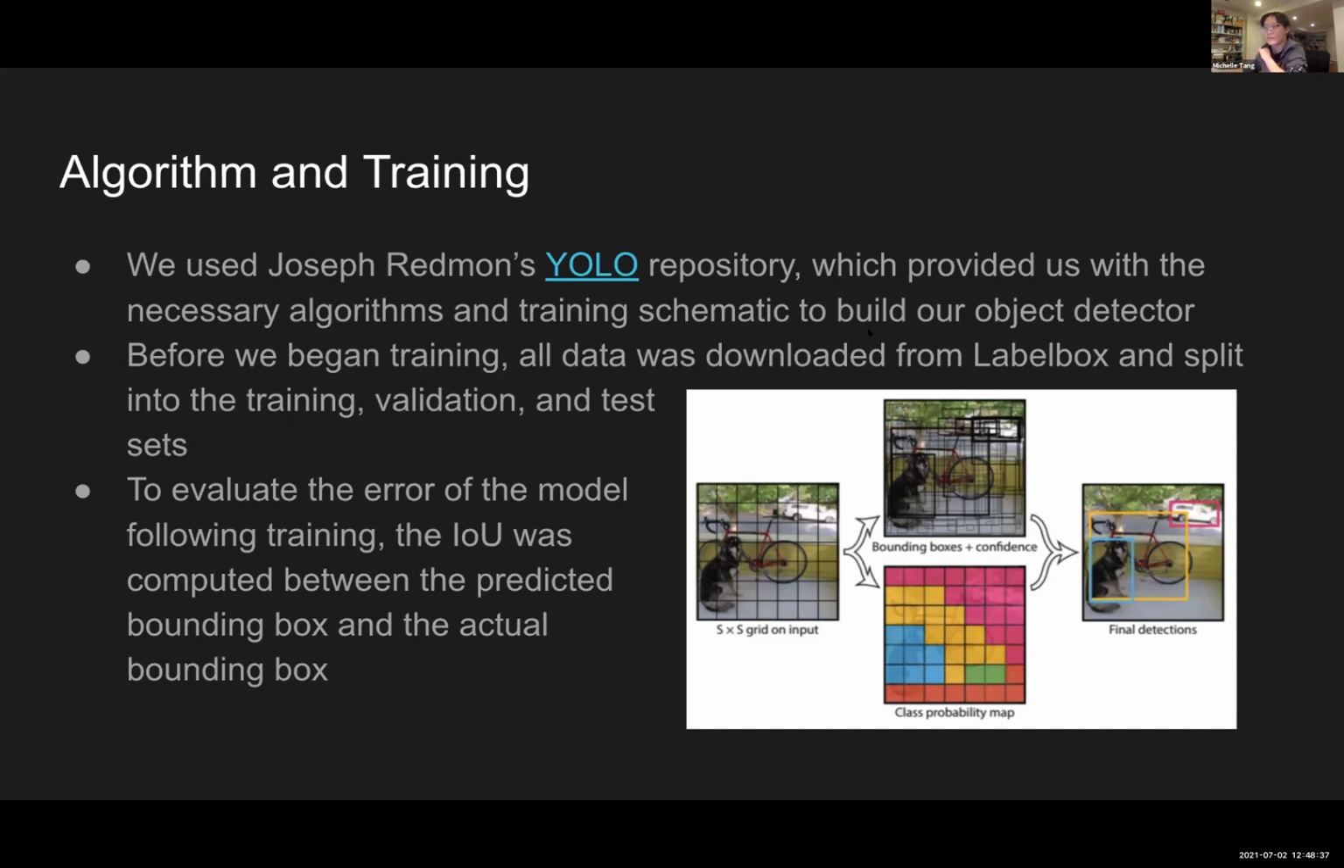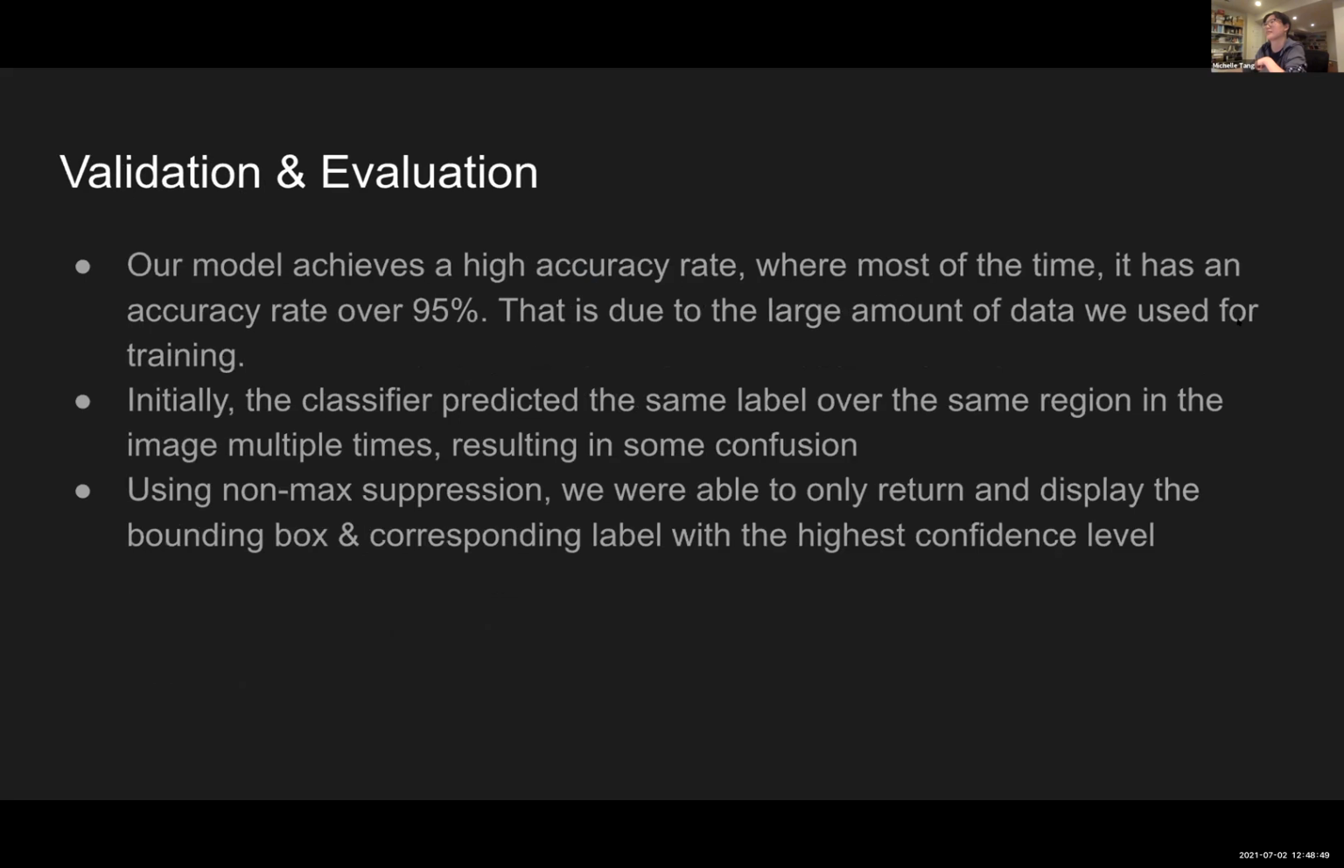To evaluate the error of our trained model, the IOU, or the intersection over union, was computed between the predicted bounding box and the actual bounding box, or the ground truth of the images. Our model achieves an accuracy rate most of the time of over 95% due to the large amount of data that we used during the training. We ran into a problem where at first the classifier would put the same label over the same region in the image multiple times, and to fix that we used non-max suppression, which suppresses the less likely bounding boxes and keeps the best one with the highest confidence level.